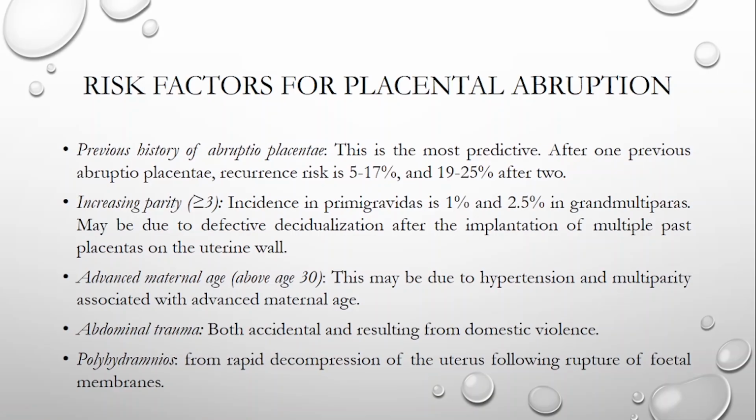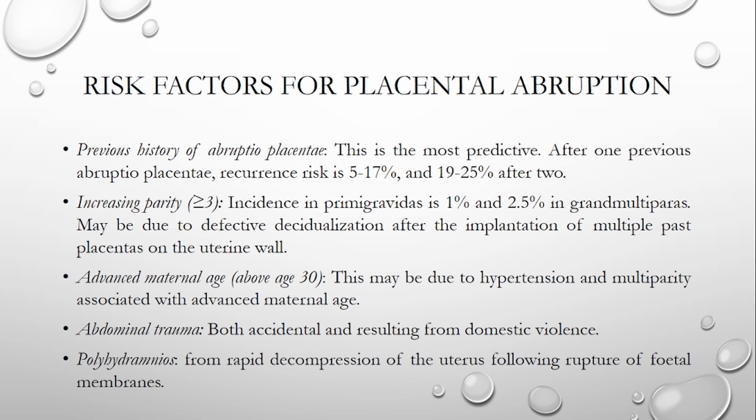What are the risk factors for placenta abruption? One is previous history of abruption placenta. If a woman has had an abruption placenta before, the risk increases by almost 5 to 10% in the next pregnancy. So one has to take a very good history to be able to predict abruption placenta, because the recurrence risk is between 5 to 17%, and 19 to 25% after 2 abruptions.